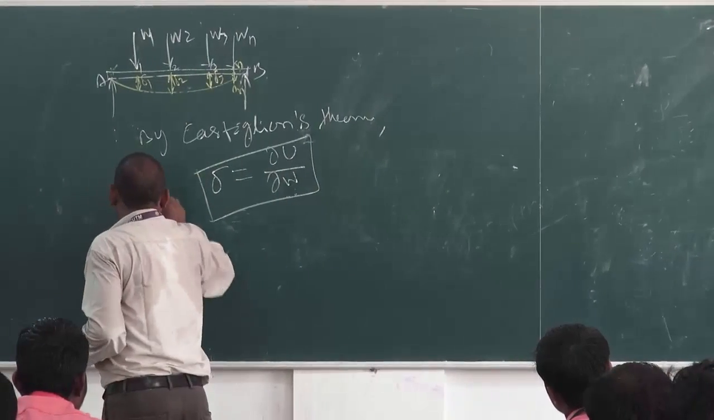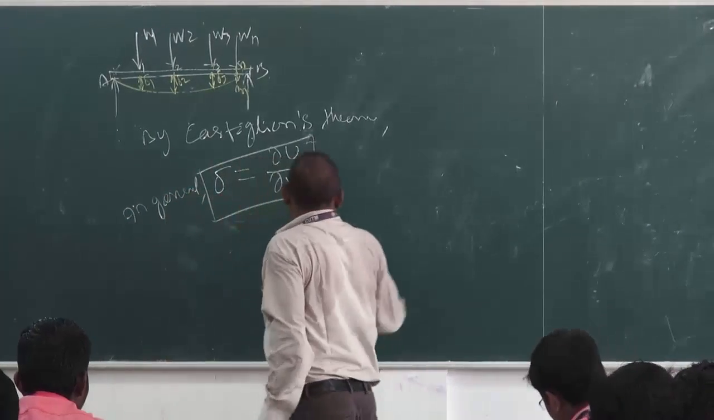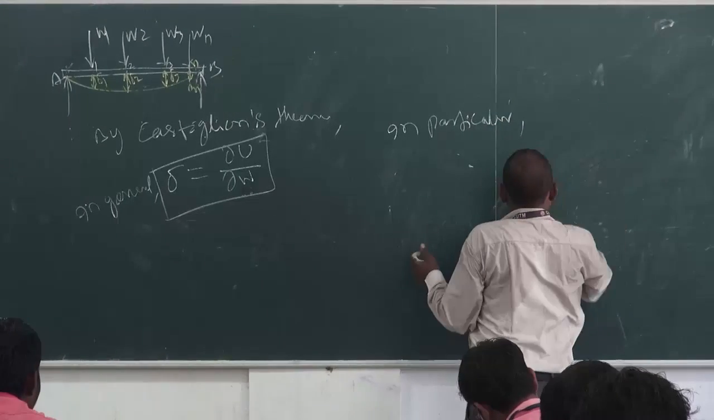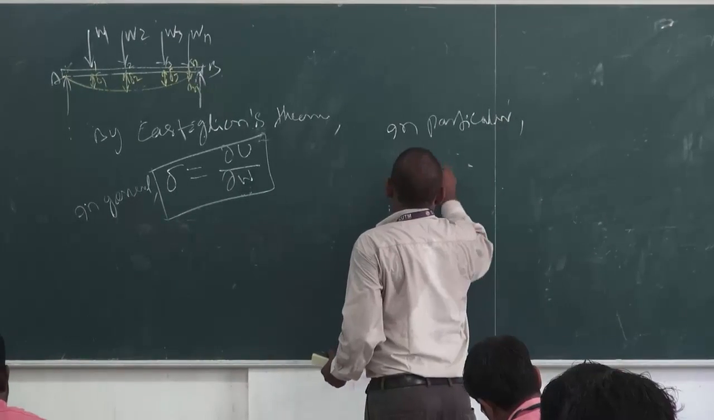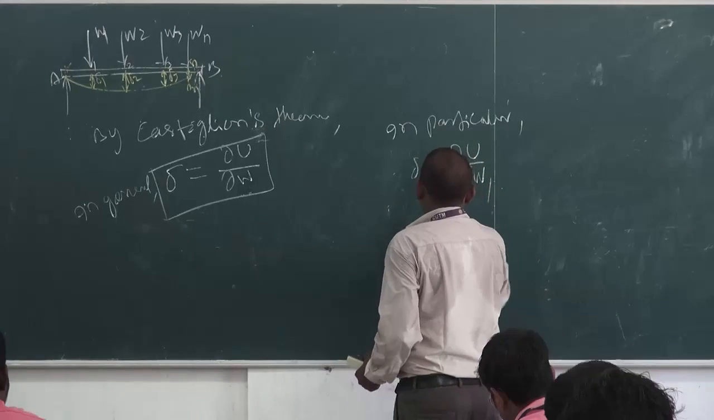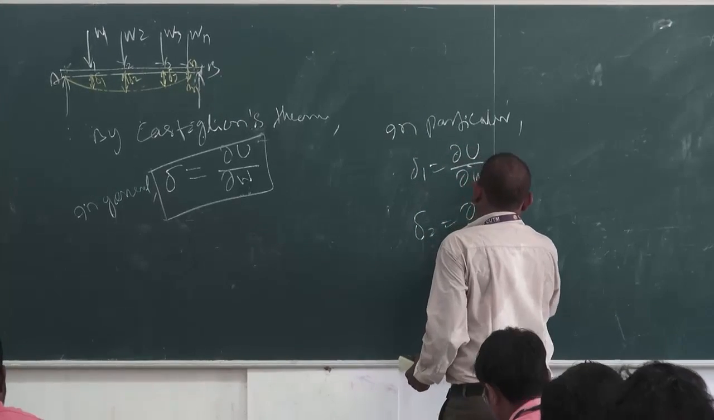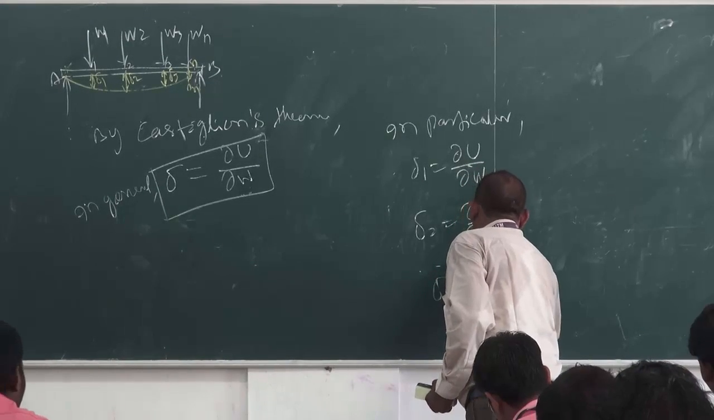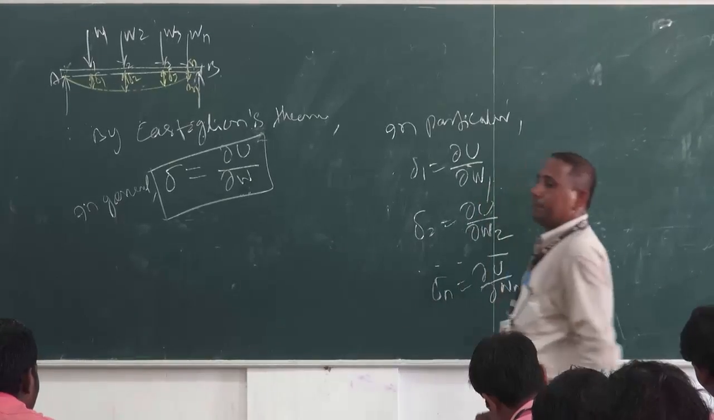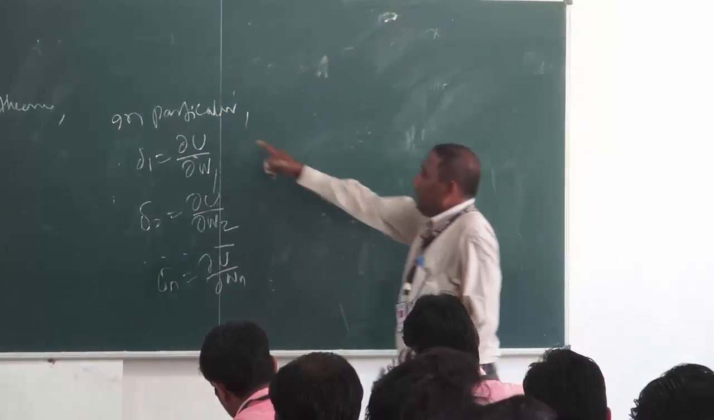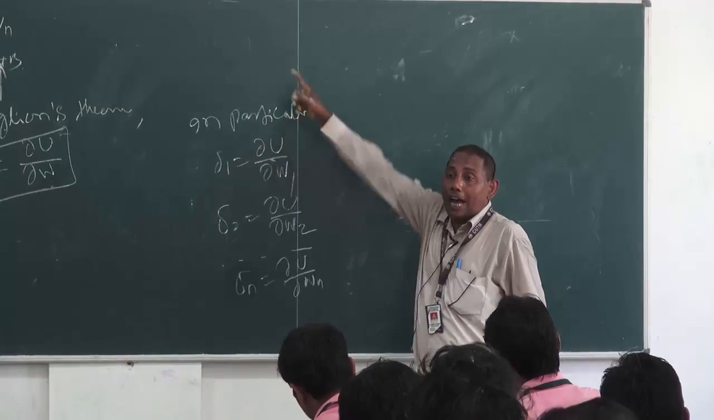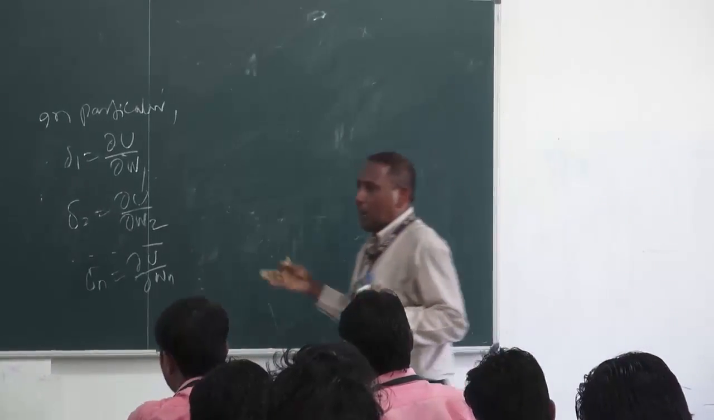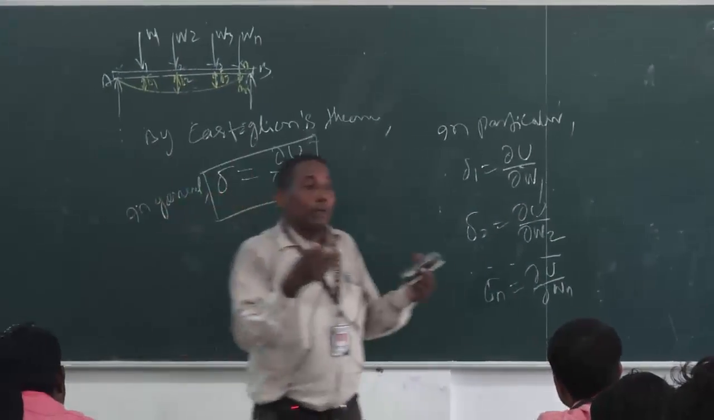In particular, delta 1 is equal to dou U by dou W1, delta 2 is equal to dou U by dou W2, and similarly delta n is equal to dou U by dou Wn, where U is the total strain energy under the action of several loads. So it is very simple to use. Now let us apply this Castigliano theorem to get the deflection.